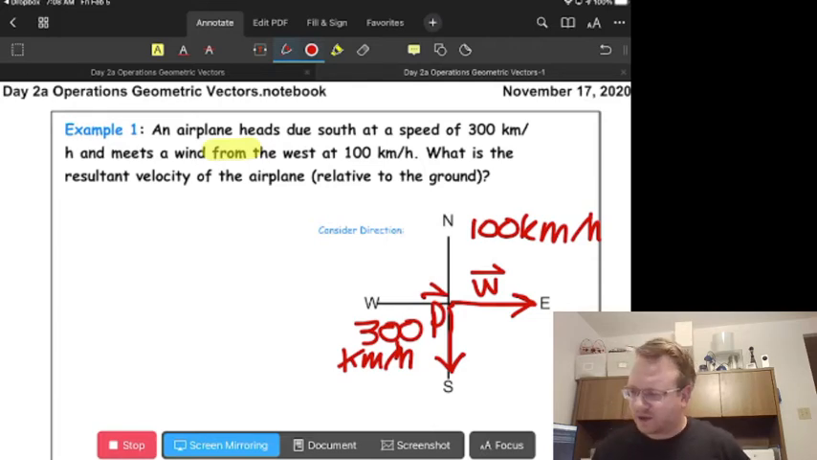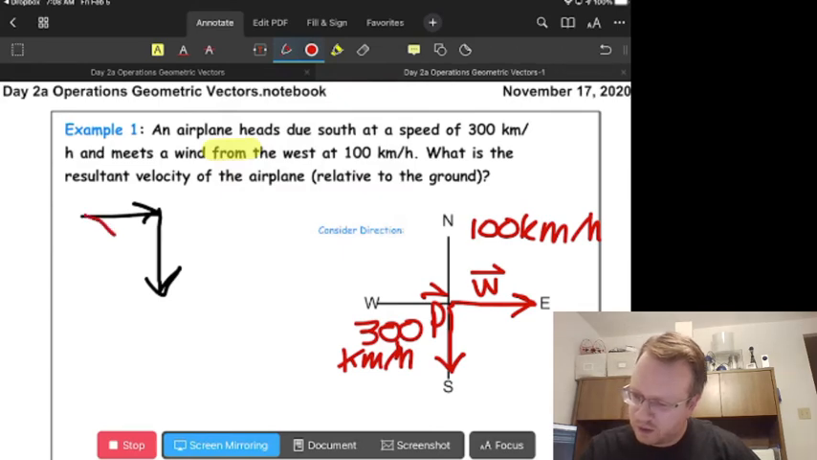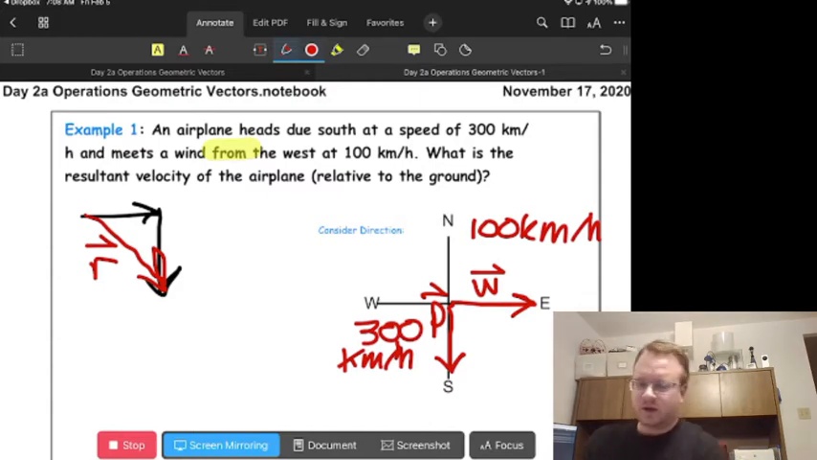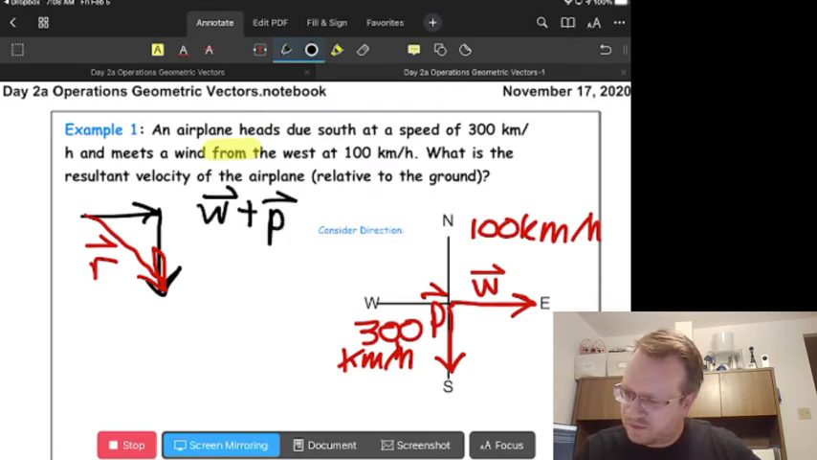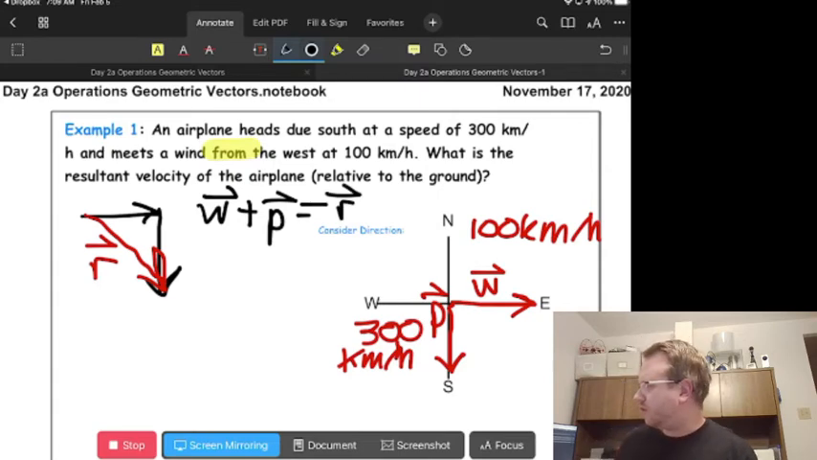And how are we going to do our vector addition? Well, I'm going to redraw this off to the side. Like I said, I like the triangle method. So we're going to have the wind, we're going to have the plane, and we are going to have our resultant vector, which will tell us which direction the plane is actually going in. So we're doing W vector plus VP vector equals our resultant vector. All right, and we have a triangle.